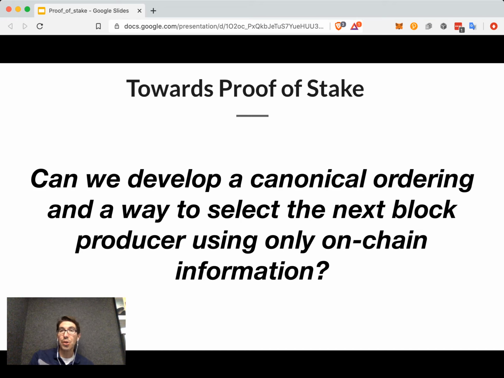So can we develop a canonical ordering and punish people who try to follow a different ordering? Can we select the next block producer using only on-chain information? Can we do everything internally instead of depending upon external energy production for security of our system? And the answer, depending on your view of proof of stake, is certainly yes. There is a possible way, but we're going to see there are a lot of issues involved in doing this, and it ends up being much more complicated than the relatively straightforward proof of work.